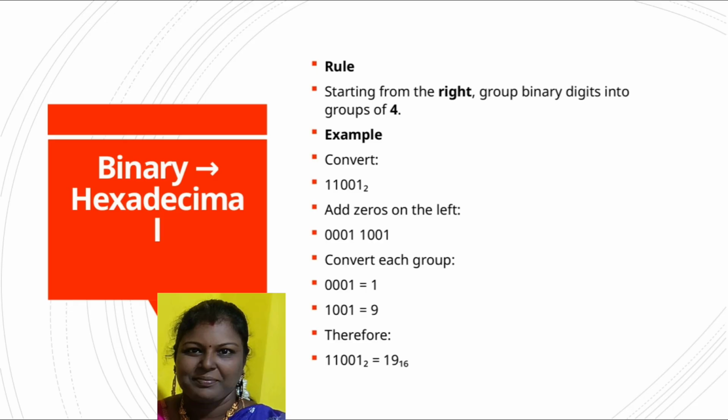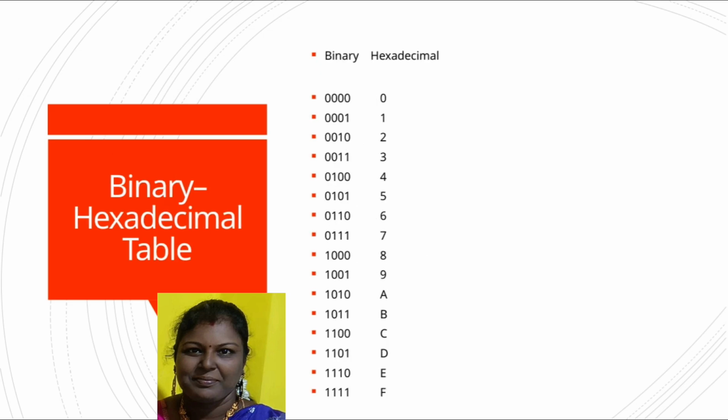To wrap up, here's a quick reference showing how binary numbers correspond to hexadecimal digits. Each group of 4 binary bits matches a single hex character. From 0 to F, this table is a handy tool whenever you need to switch between these two number systems. It's a simple bridge that makes working with digital data a lot easier.